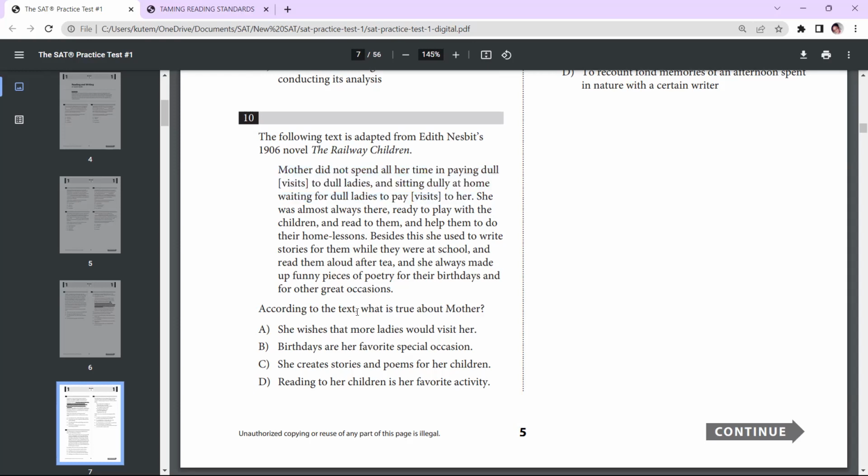And then for B, it says birthdays and other great occasions. It doesn't say anything about her having a favorite occasion. It mentions birthdays and she made poems, so it would be easy to jump to that conclusion, but it doesn't say that. So it's wrong. D says reading to her children is her favorite. It doesn't talk about it being a favorite activity. Yes, she used to do it, but where does it say it was her favorite? So this is an example of how specific you need to be as you go through. So yeah, that was great.